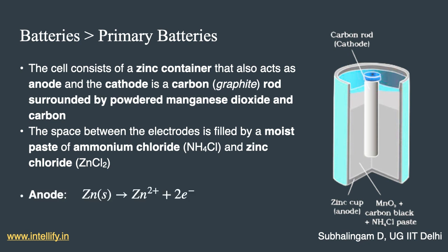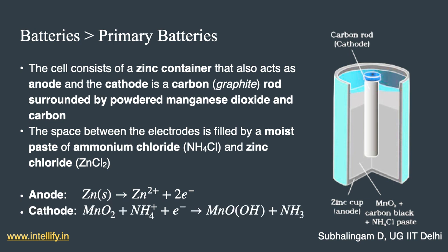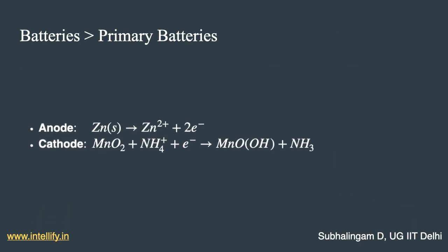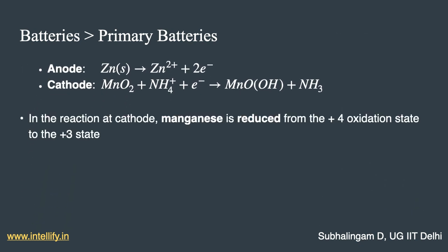So the anode reaction is zinc giving Zn2+ plus 2 electrons, and the cathode reaction is MnO2 plus NH4+ plus electron giving MnOOH plus NH3. So these are the half reactions which you should know also. In the reaction at the cathode, manganese is reduced from +4 oxidation state to +3 state. Cathode is a site for reduction, so that's not violated even now.